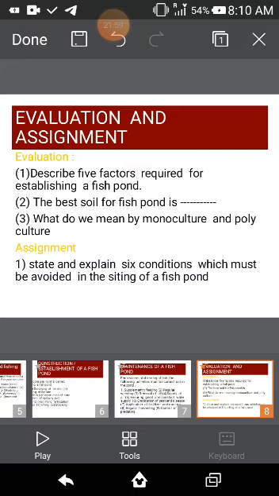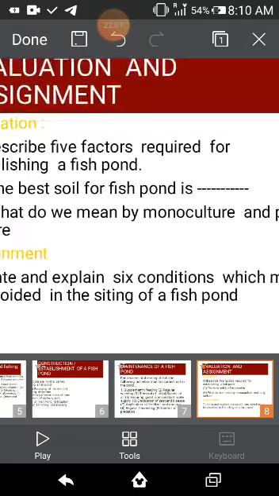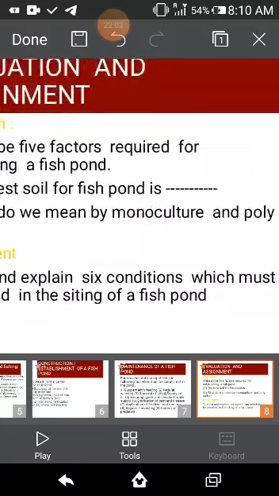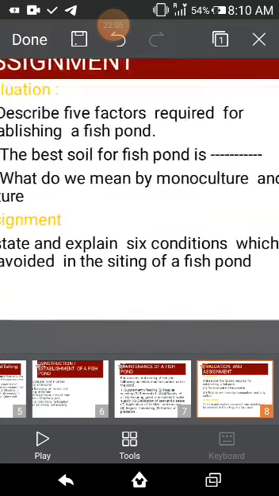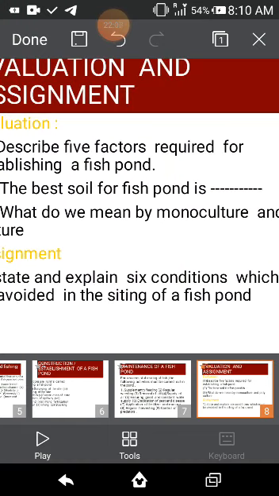Your assignment for the week: state and explain 5 conditions which must be avoided in setting up a fish pond.